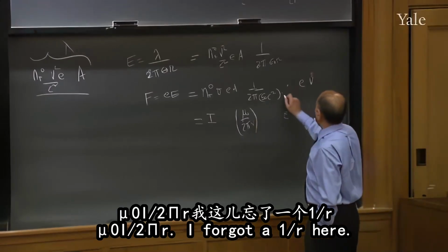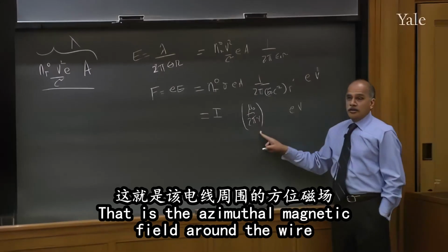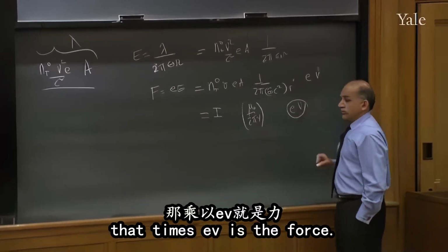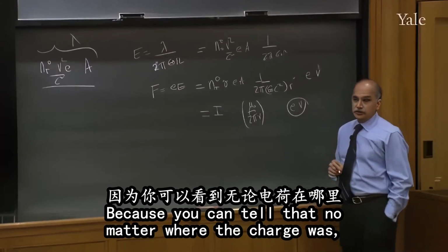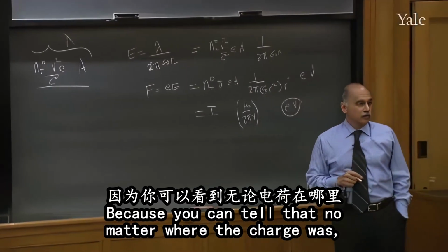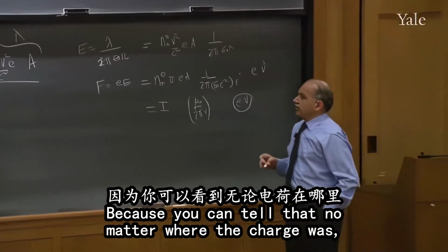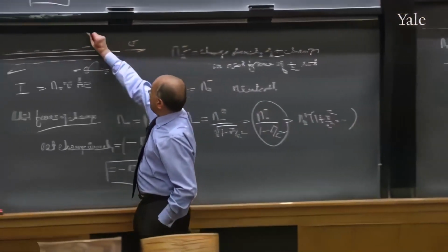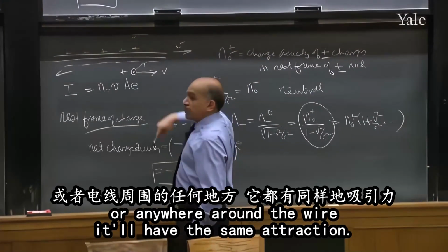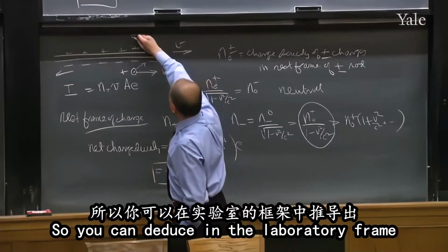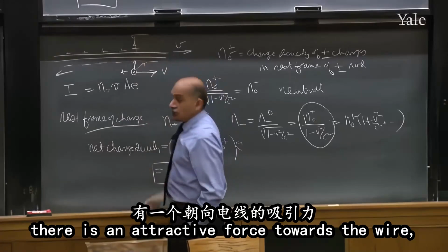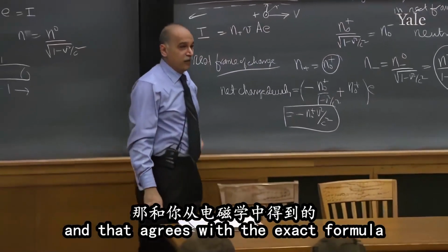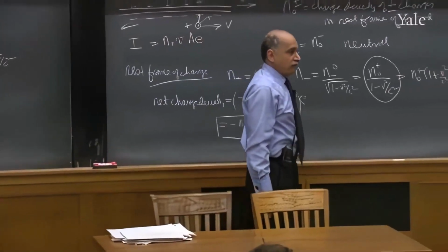Sorry, I forgot a 1 over r here. It is the azimuthal magnetic field around the wire. That times e v is the force. Because you can tell that no matter where the charge was, whether it was here or there, or anywhere around the wire, it will have the same attraction. So you can deduce in the laboratory frame there is an attractive force towards the wire. And that agrees with the exact formula you got for the magnetism.